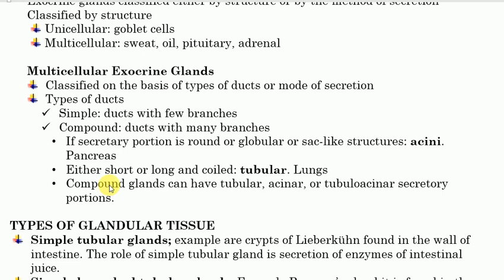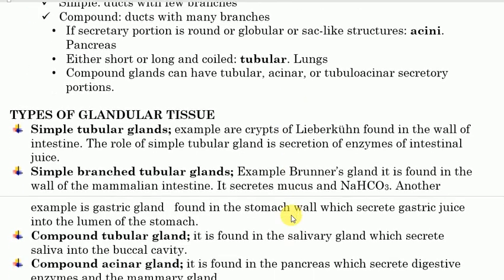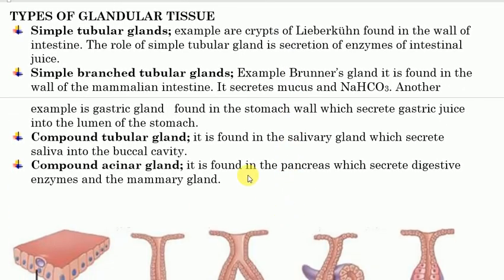Na pia kuna compound glands can have tubular, acino, or tubular acino secretory portion. So can it be tubular or acino or tubular acino. Kwa types hapo for glandular epithelium unaona kuna simple tubular, simple branched tubular, compound tubular, and then tuna compound acino. Kwa maana kwenye simple tubular mfano wake mzuri ni crypts of Lieberkuhn found in the wall of the intestine. Hiyo ni simple tubular mfano.